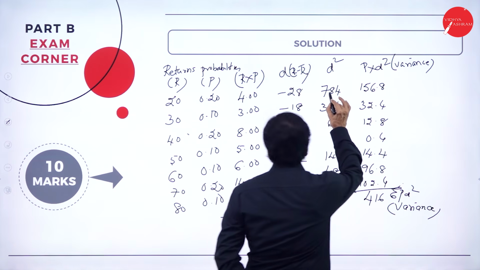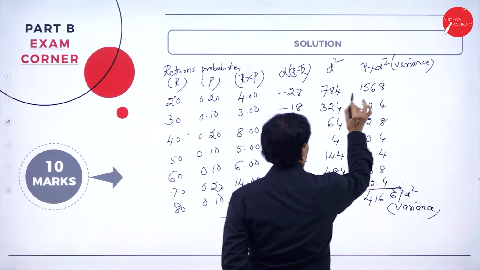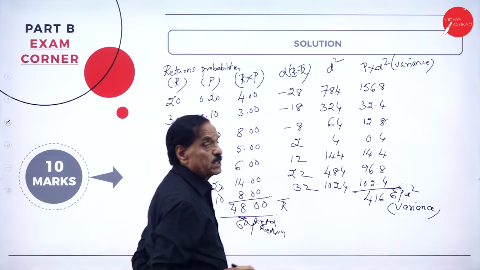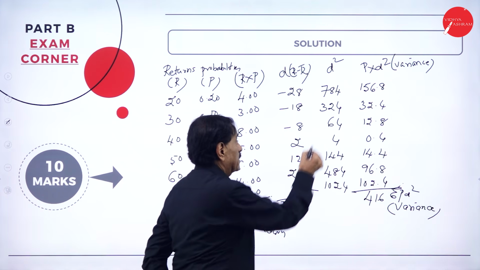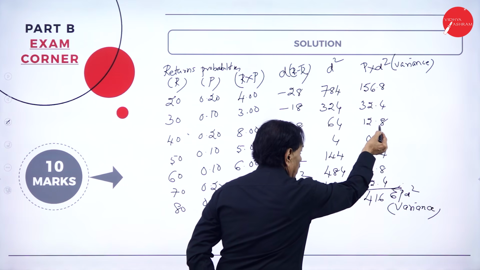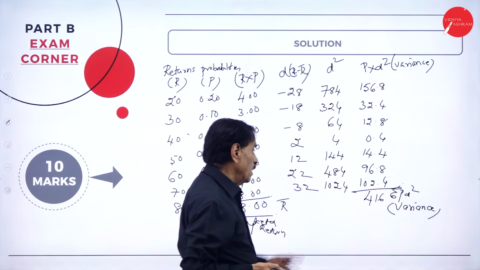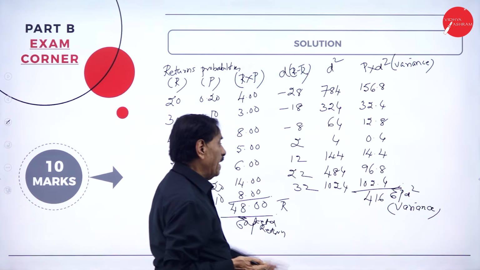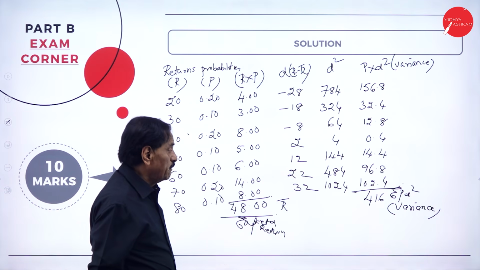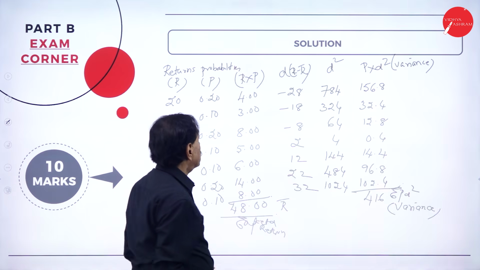Multiply this d squared by 0.20. First one 156.8, second one 32.4, 12.8, 0.4, 14.4, 96.8, 102.4. If we add, it will come to 416, which becomes the variance.